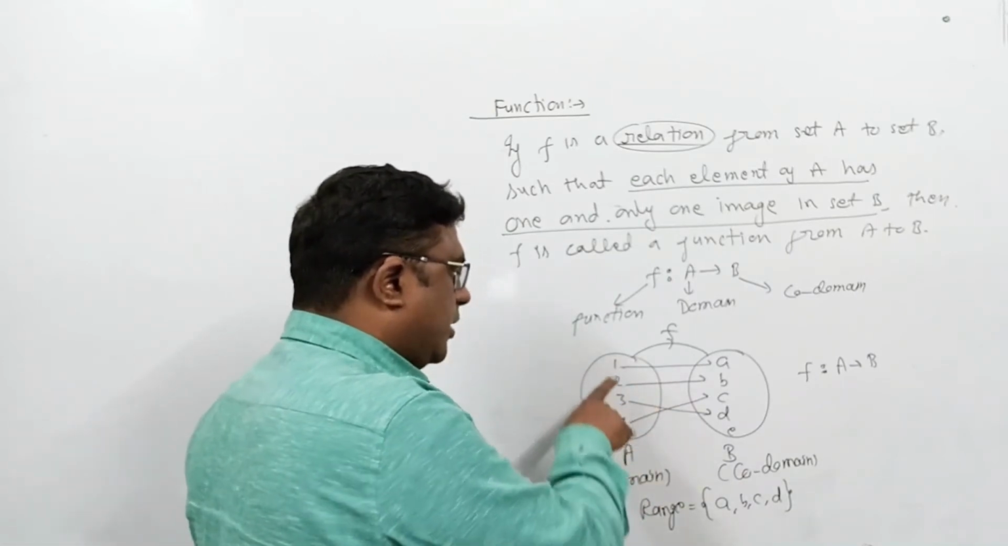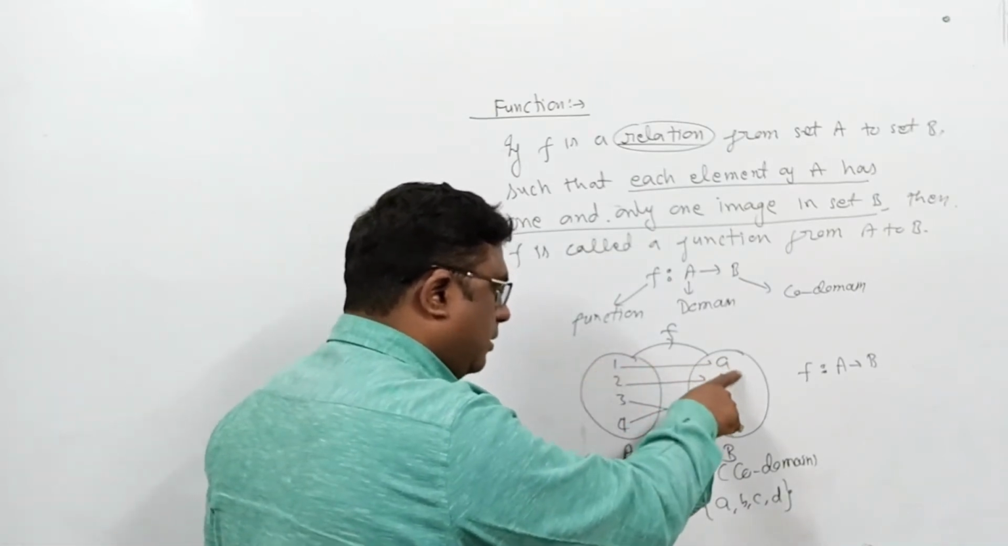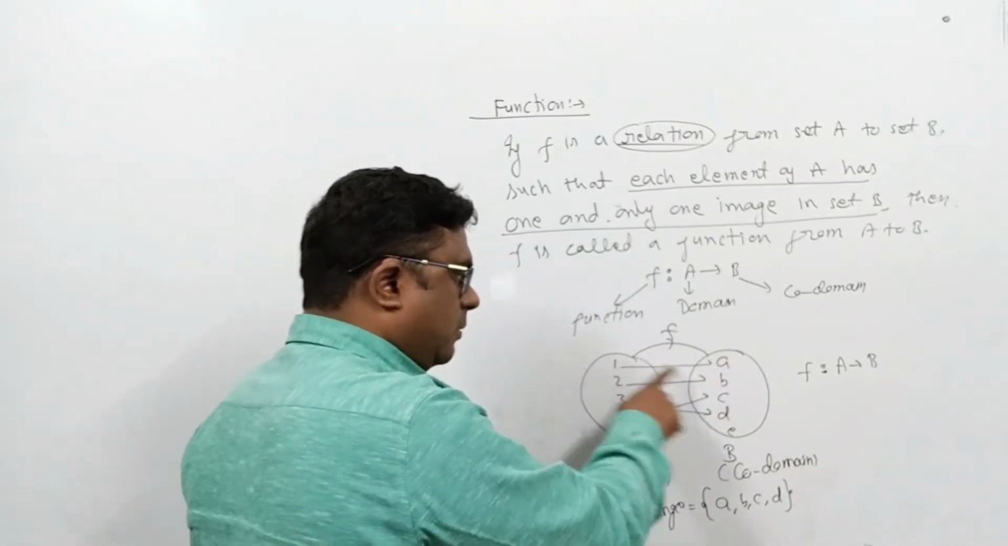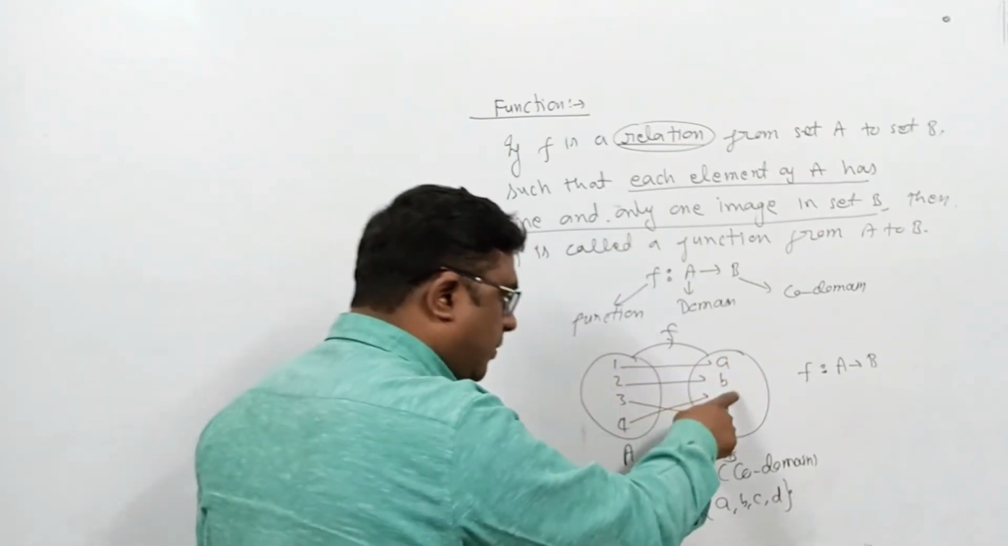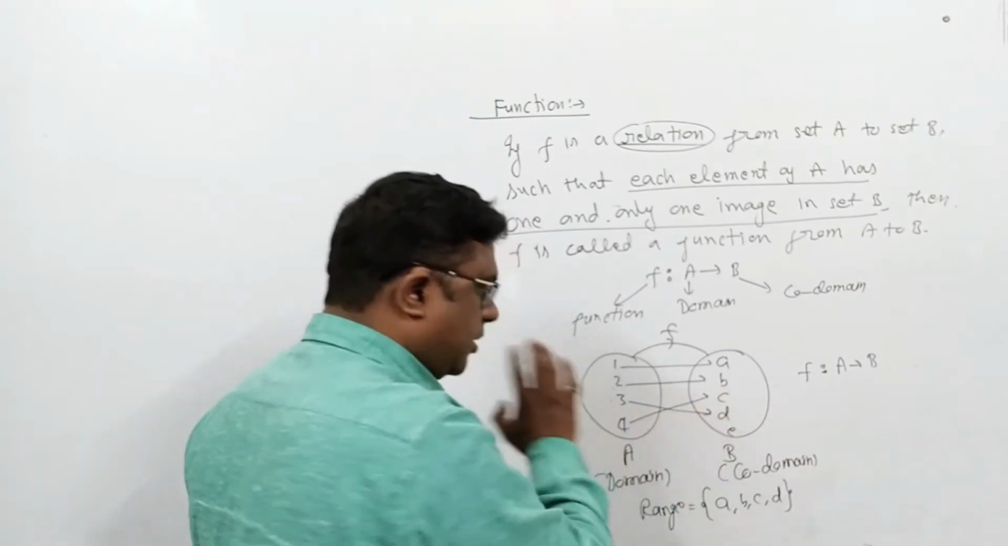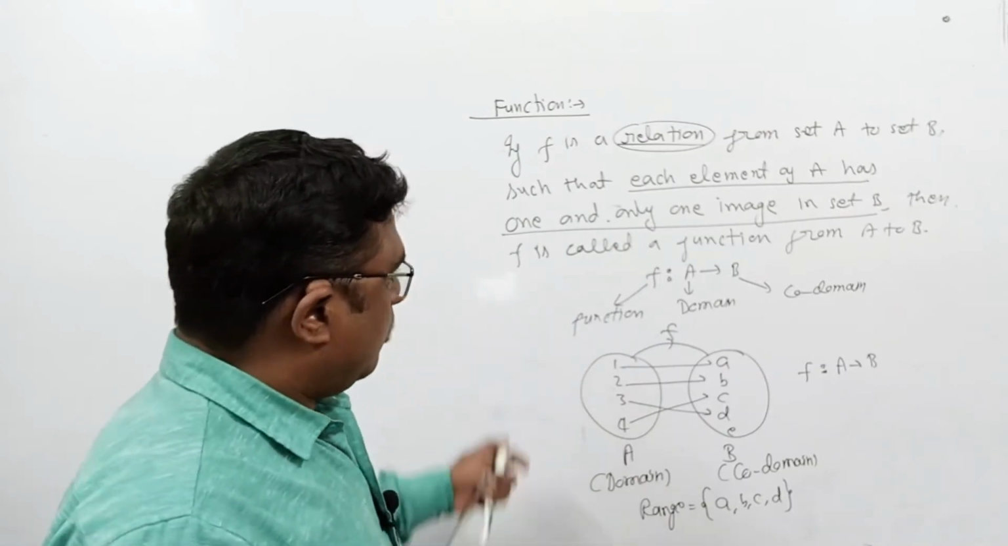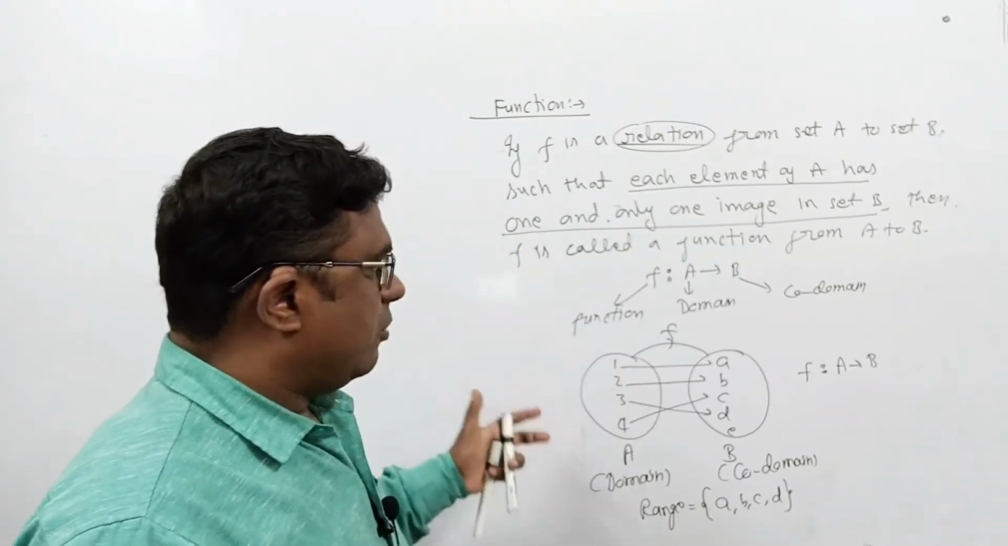Let me tell you one more thing. Image of 1 is A, and in the reverse we say that pre-image of A is 1, pre-image of B is 2, pre-image of C is 4, pre-image of D is 3, and E has no pre-image. So I hope that you have understood the meaning of function.